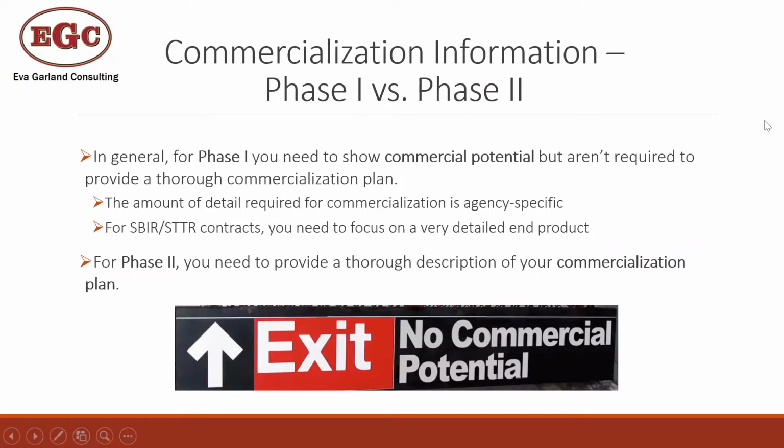So the commercialization information required varies a lot. It varies from phase 1 to phase 2. It also varies from agency to agency. So it's really tough to tell you exactly, this is what you always need for phase 1, this is what you always need for phase 2. But I'll say that in general, for phase 1, you're trying to show commercial potential, and you aren't required to have a fully thought through commercialization plan. But as I said, this varies per agency, so you may need more detail from some than the others.